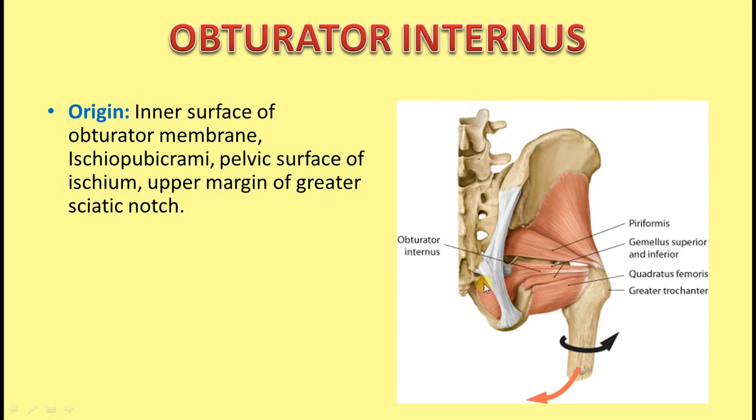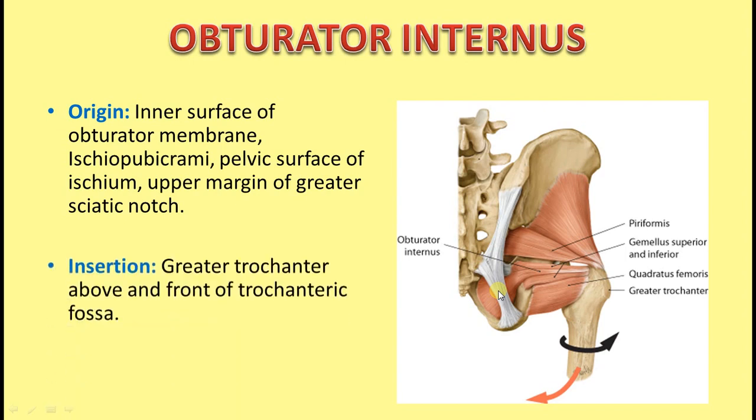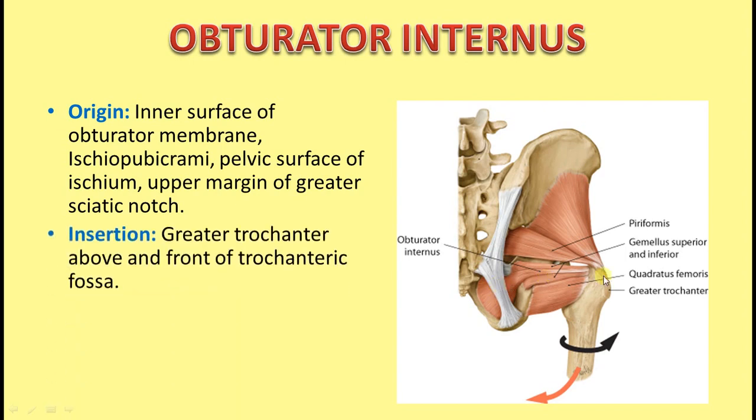Now, if you look anteriorly, this will be covered by a fascia, which is the pelvic fascia, and more laterally this fascia forms a tendinous arch covering the obturator externus, on the lateral pelvic wall. Just remember these two, pelvic fascia and the tendinous arch of obturator externus. This we are going to discuss later. So insertion is into the greater trochanter, and that is what I told you, mostly into the medial surface above and in front of the trochanteric fossa.